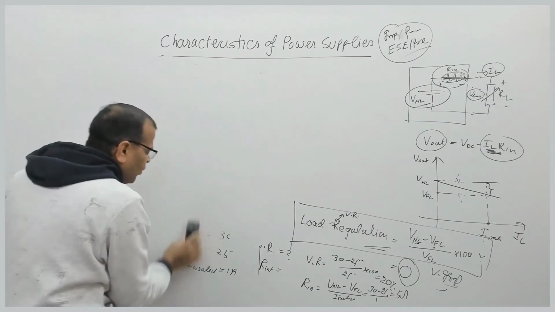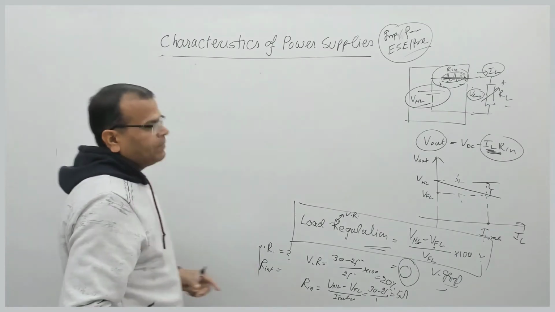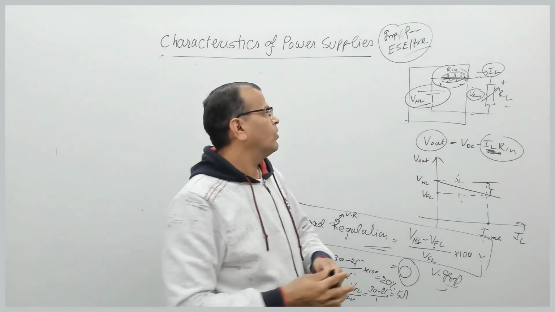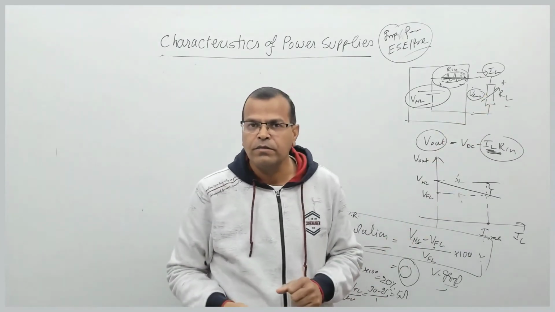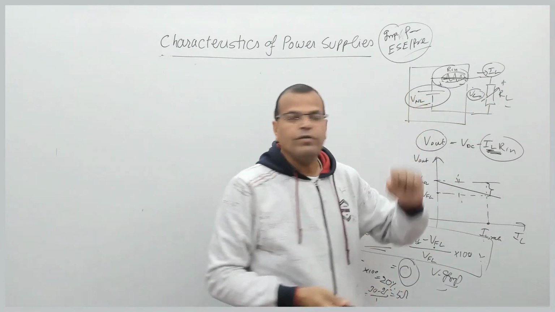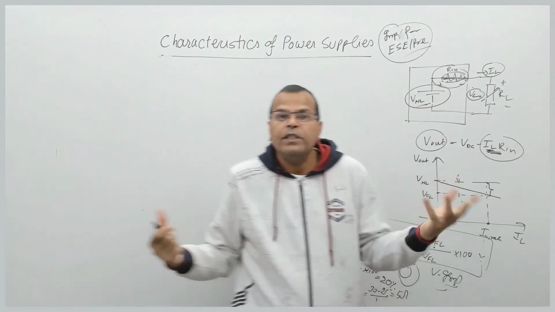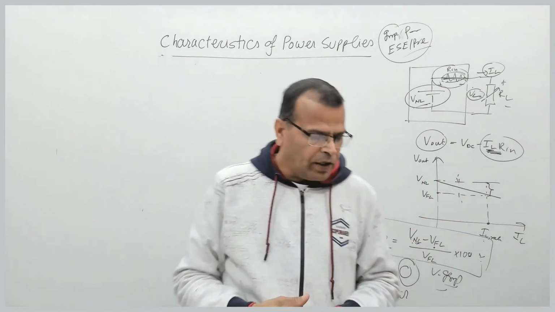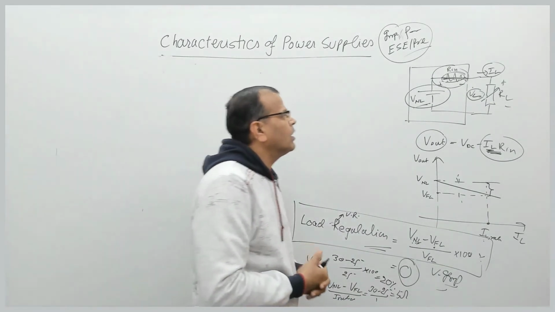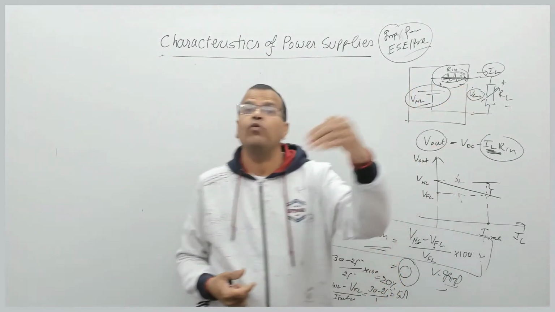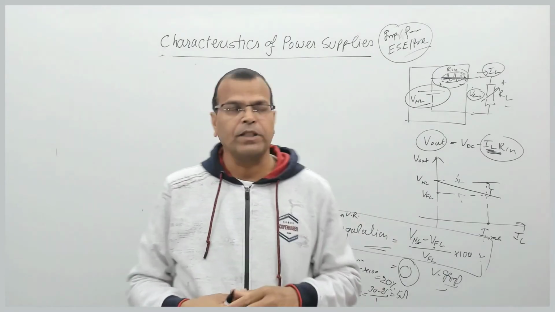The output voltage of a power supply can vary because of change in load resistance. It can vary because of change in input voltage, right? Third, it may vary because of change in temperature, right? So these are the different factors which are responsible for variation in voltage at the output of a power supply.